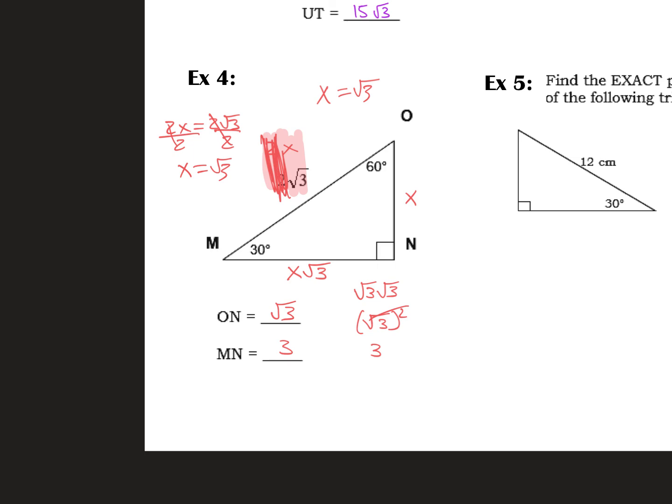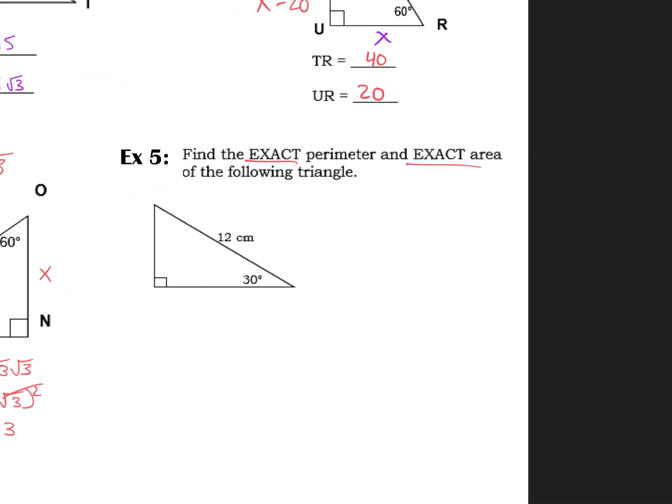All right, looking at example 5. Again, we see these words exact. Those are our keywords. And so I see my 30-degree angle, my 90-degree angle. Well, then I should be able to make an educated guess that that is going to be a 60. So across from the 90-degree angle is going to be my 2x. Across from the 60 is going to be my x radical 3. And across from the 30 is going to be my x. So again, I'm going to solve for x. So 2x equals 12. Divide by 2. I'll get that x equals 6. So this side is going to be 6. This side is going to be 6 radical 3.